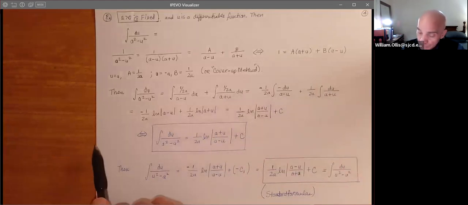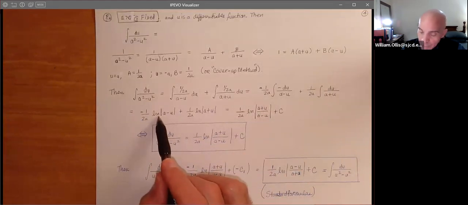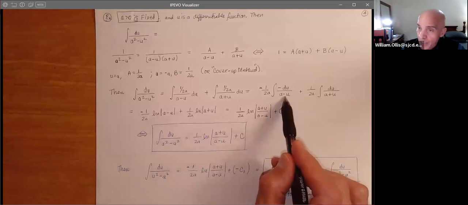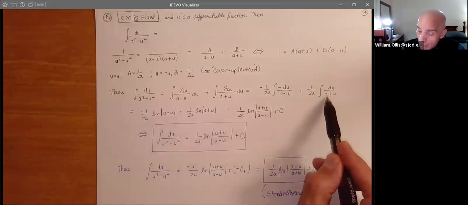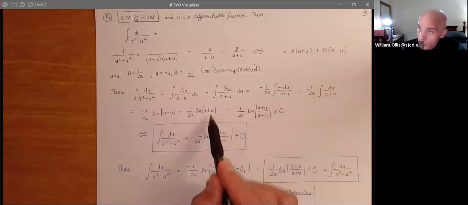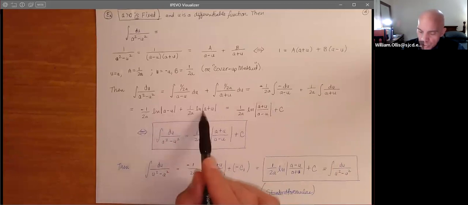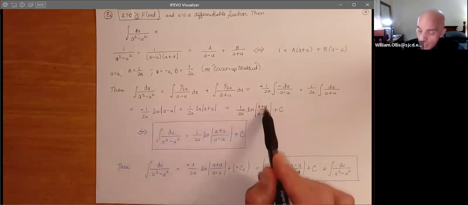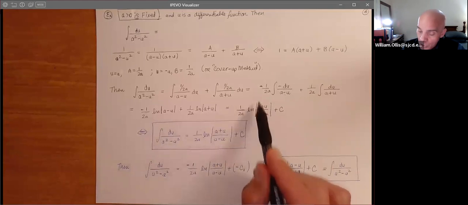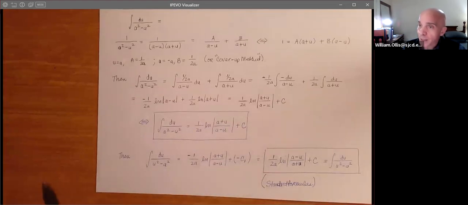These are log forms. So now we see we get the negative of 1 over 2a times the natural log of the absolute value of a minus u, plus 1 over 2a times the natural log of the absolute value of a plus u here. And then, of course, you know, we love pre-cal. So this is just the difference of logs, which we can now write as the log of a quotient. So we have 1 over 2a times the natural log of a plus u divided by a minus u in absolute value plus a constant. So I put this in a box. Boom, right there.